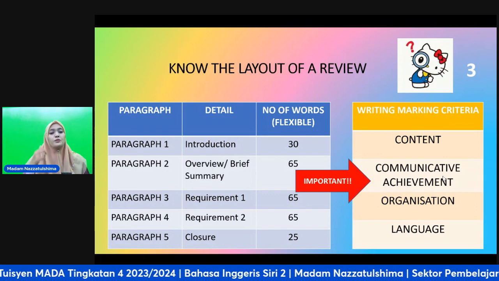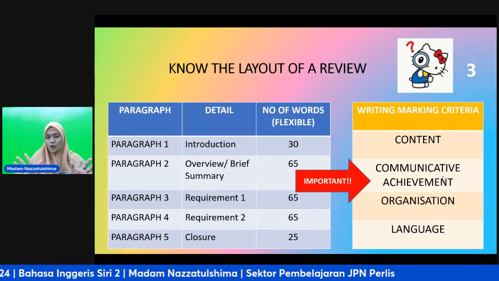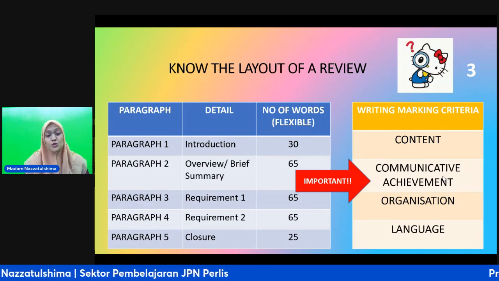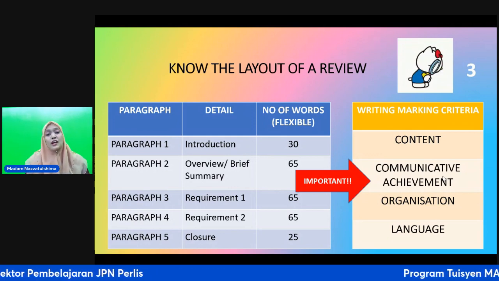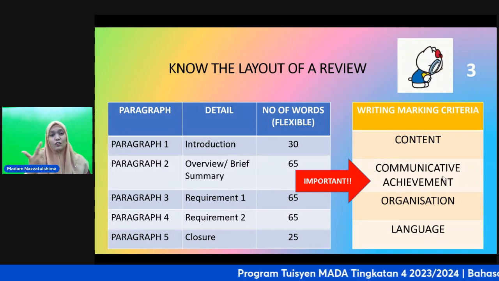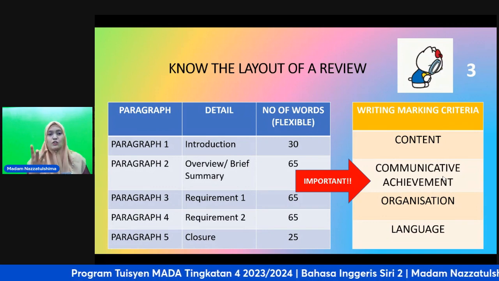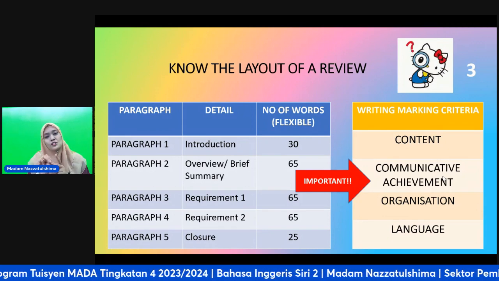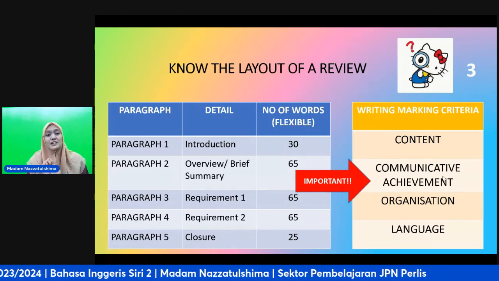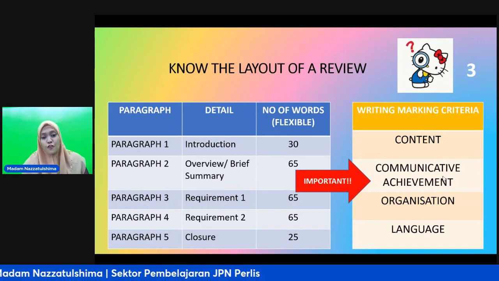Next one, paragraph 3, paragraph 4. After you have read the question, you already know what kind of task you are supposed to fulfill. Then you have to know what the content points are. The task and content points are the same. So let's say the question has 3 content points, C1, C2, C3, or T1, T2, T3. Basically, please put them in paragraph 3 and paragraph 4.